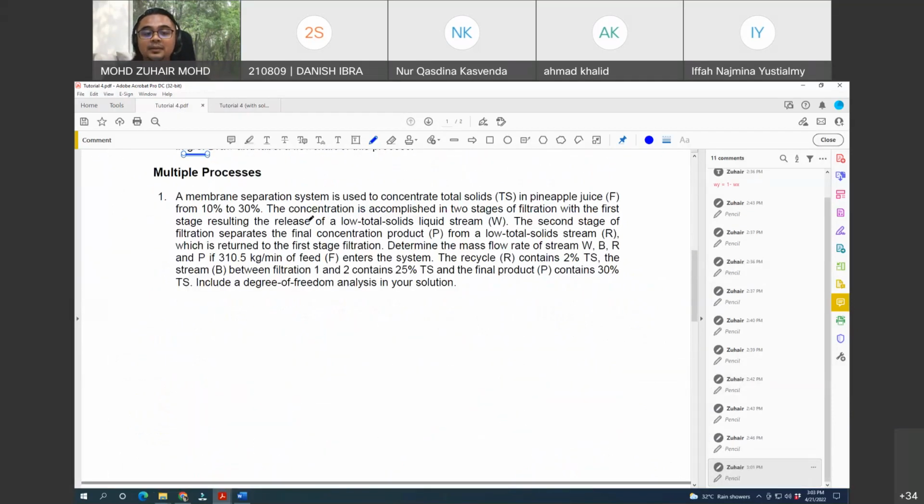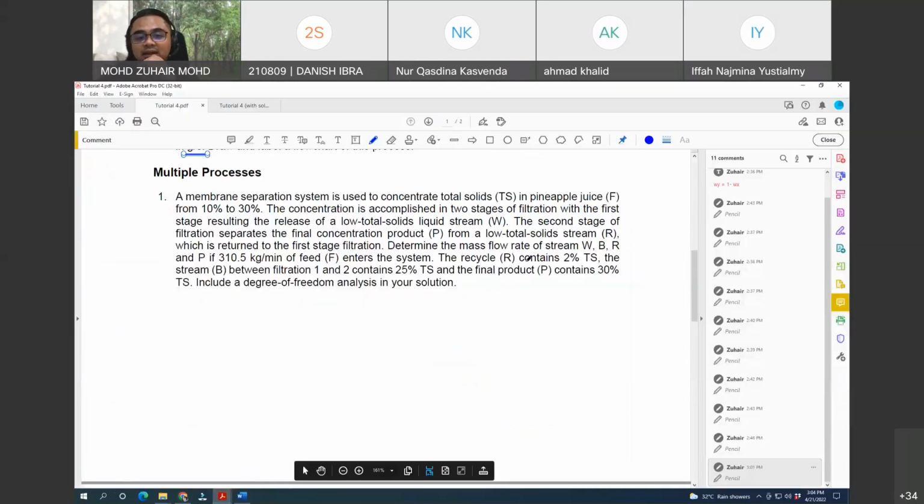Okay. A membrane separation system is used to concentrate total solid in pineapple juice from 10 to 30%. The concentration is accomplished in two stages of filtration, with the first stage resulting in the release of a low total solid liquid stream. The second stage of filtration separates the final concentrated product P from a low total solid stream, which is returned to the first stage filtration. So there is a stream that returns back, like a recycle stream.